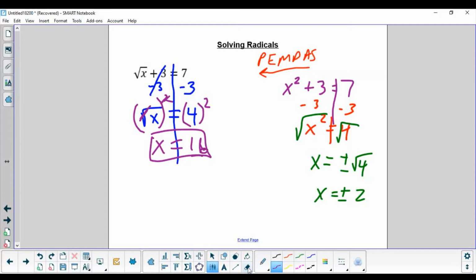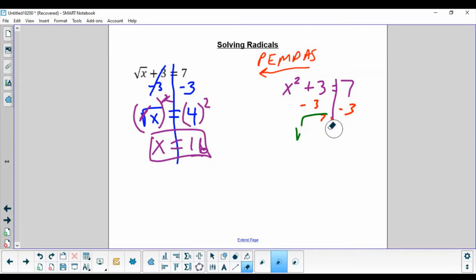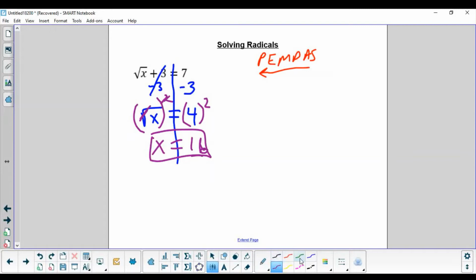Let me work out something very similar. I'm going to erase this. Just to show you a difference here. What if the problem was given to us a little bit differently? What if it said the square root of x plus 3 equals 7, with the 3 under the root? How is this different from this? And hopefully you see right away that here the 3 is outside the square root, and here the 3 is under the square root.